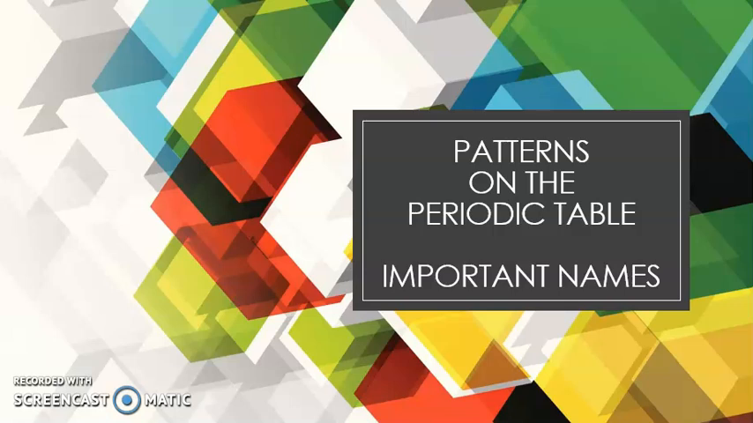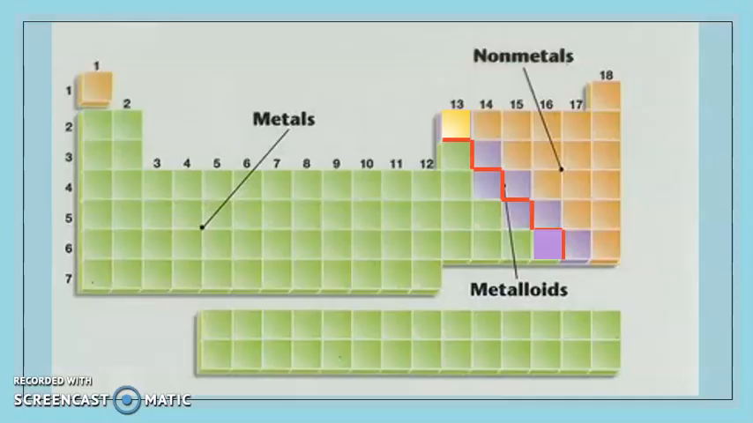Just as important as the numbers on the periodic table are some of the names that we're going to be using when we're referring to the periodic table. It all has to do with a little bit of the organization of the elements within. We know that they're organized according to their properties, and because things are organized according to their properties, they tend to be called the same type of thing.